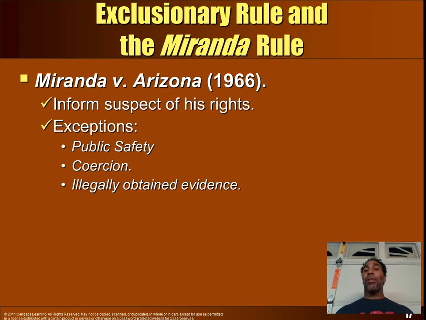Miranda versus Arizona. So you can always wonder, well, why is it named the Miranda rule? Well, you look up Miranda versus Arizona, you'll find out. All the way back in 1966, you want to inform suspects of their rights. Exceptions: public safety, coercion, illegally obtained evidence, right? Things of that nature. So there are always exceptions, but for the most part, you want to be Mirandized, and Miranda versus Arizona in 1966 was the case. So that's where you get the Miranda rule from.